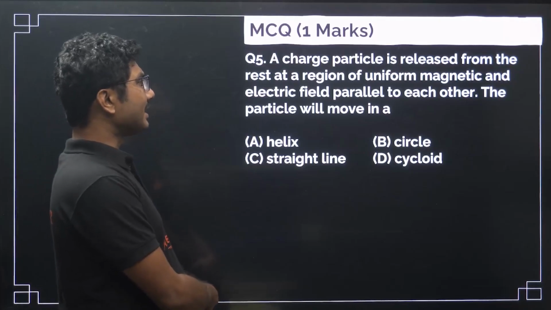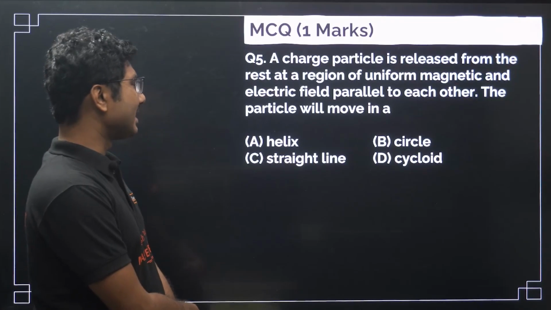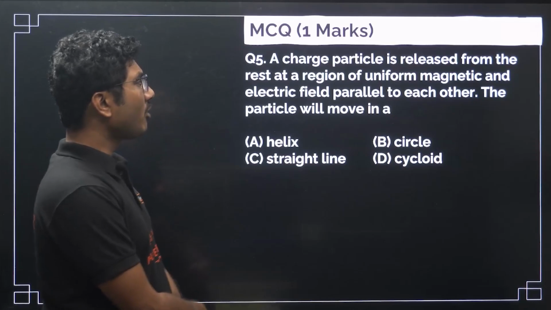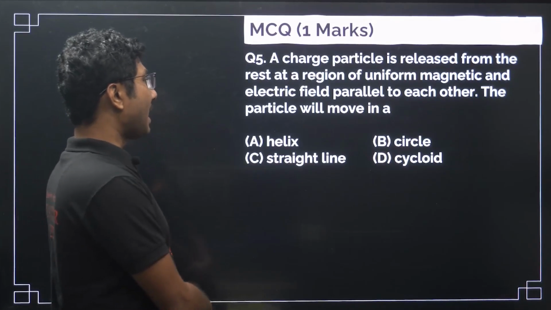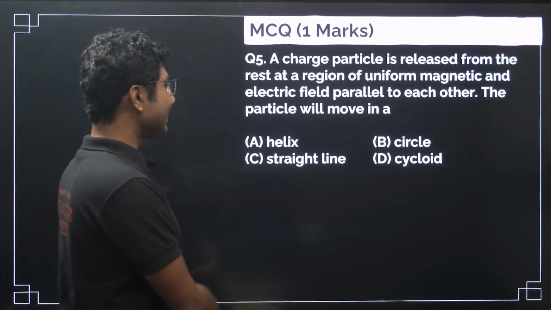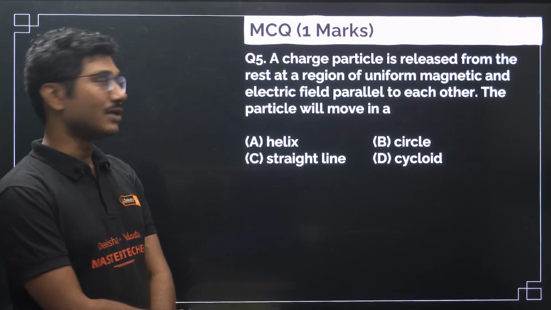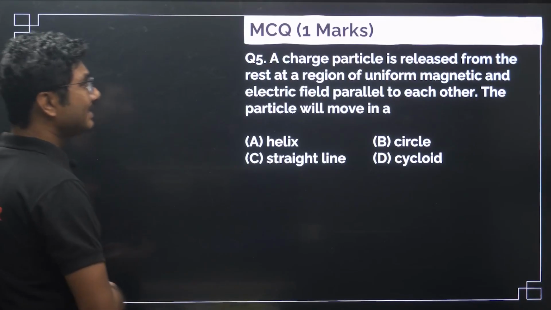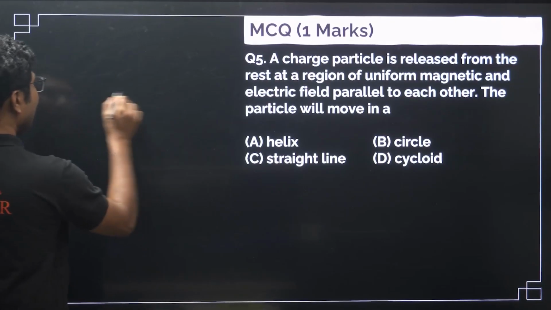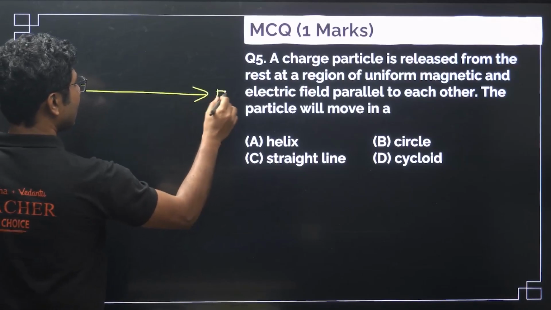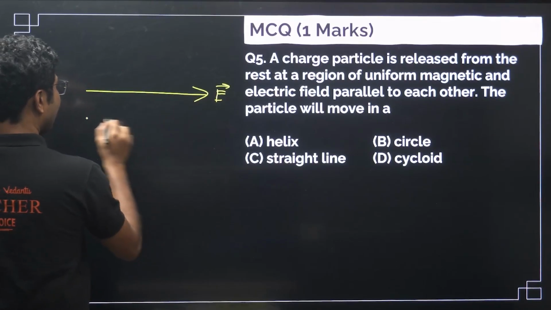A charged particle is released from rest in a region of uniform magnetic and electric field parallel to each other. The particle will move in a helix, in a circle, in a straight line, or in a cycloid. Let us see. So, a charged particle is released from rest in a region of uniform electric and magnetic field.